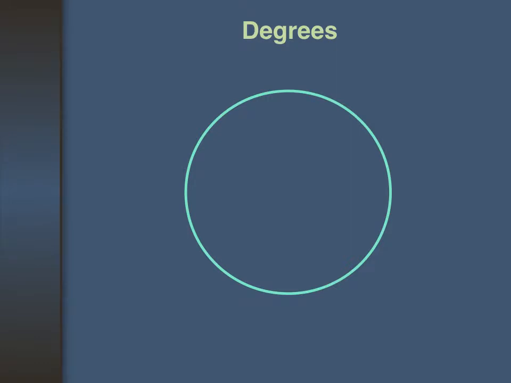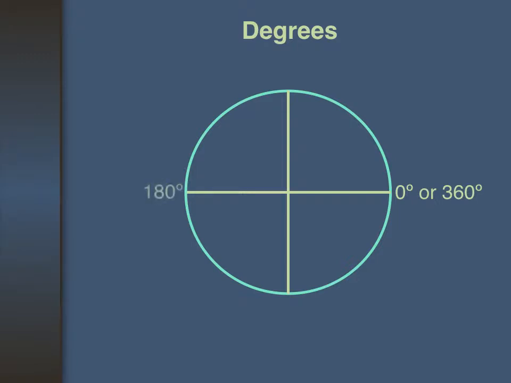We know that there's 360 degrees in a circle. If we call 0 degrees the place at the east, if you will, it's also 360 degrees because it's a full revolution. Then half of the way across the circle, the place at the west would be 180 degrees, north would be 90 degrees, and south would be 270 degrees.